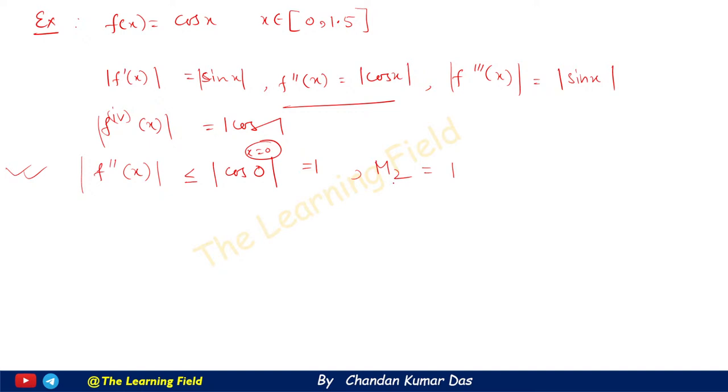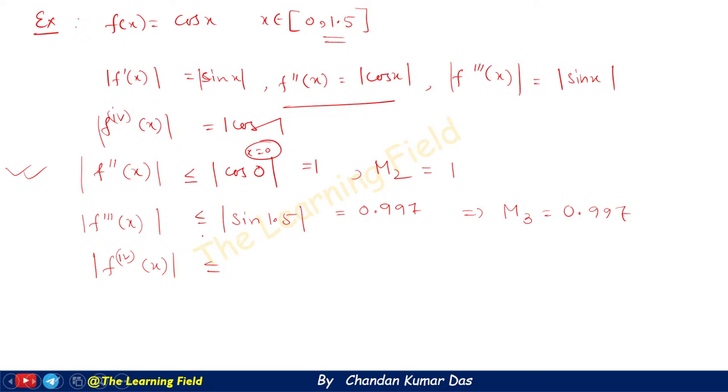Now for f triple dash x, since the sine function is increasing in this interval, the highest value occurs at 1.5. Sine of 1.5 is 0.9974, so M3 is equal to 0.997. And for the fourth derivative at the point x, it is less than or equal to cos, which is highest at 0, so cos of 0 is again 1.